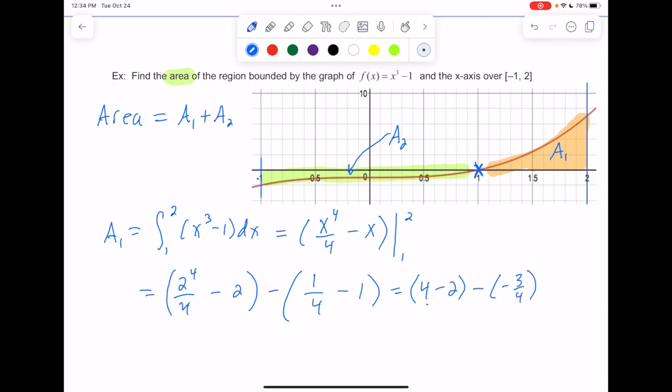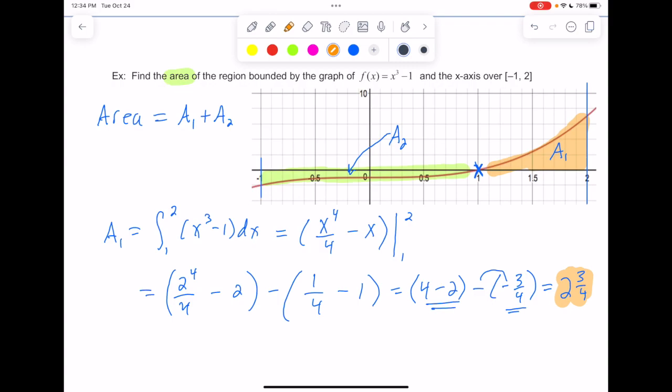So we have a 2 from here. Two negatives make a positive, and we have another 3/4. So that will be 2 and 3/4. So that orange area is a positive value, 2 and 3/4.